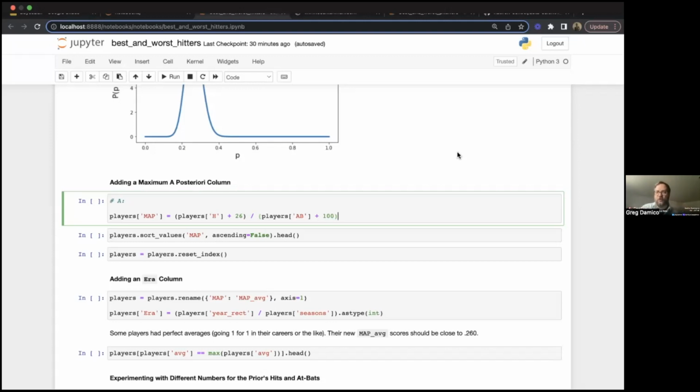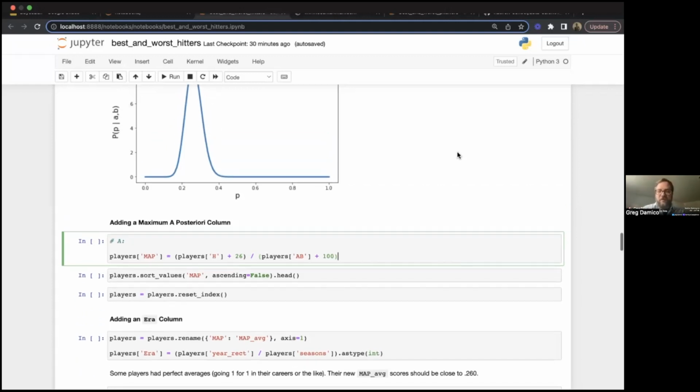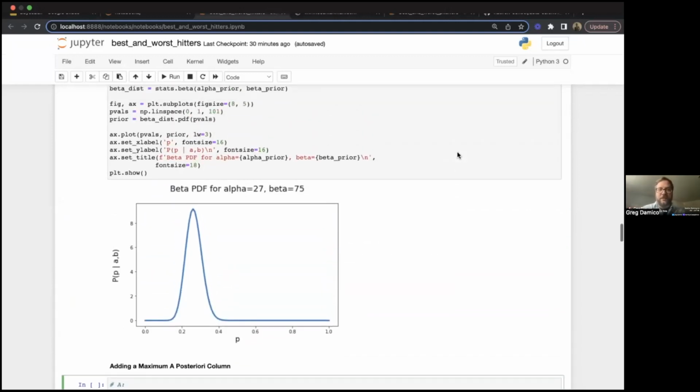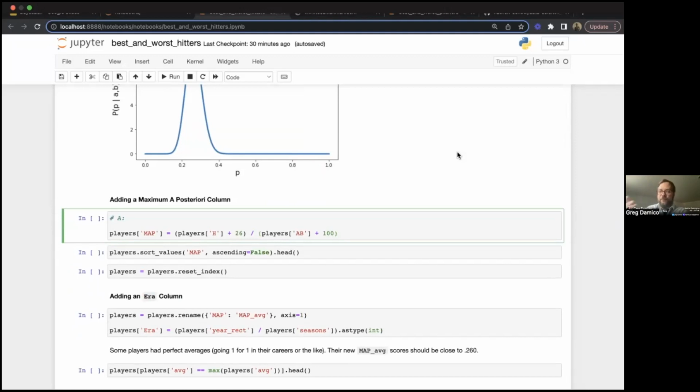And crucially, in order to do this calculation, what's very distinctive about Bayesian reasoning is that you need this prior. You need to have some prior belief about what the probability distribution is. And so naturally, we just choose an average. We assume that the player is average, and then ask, is that a likely probability distribution for the data that we see?